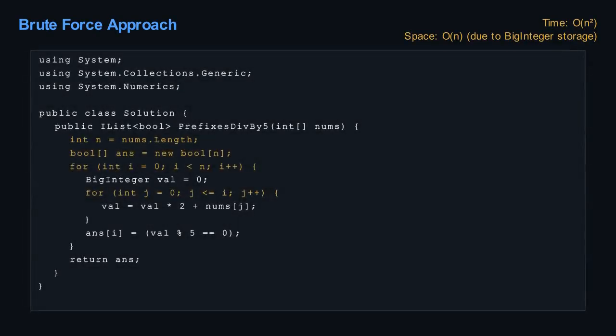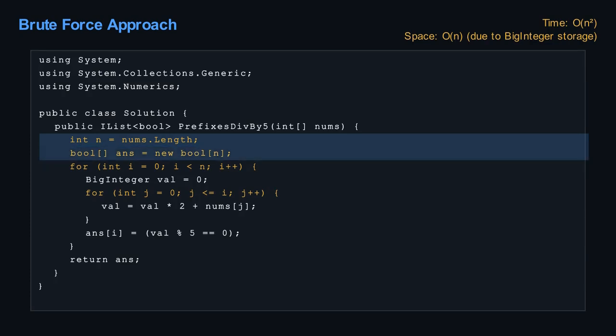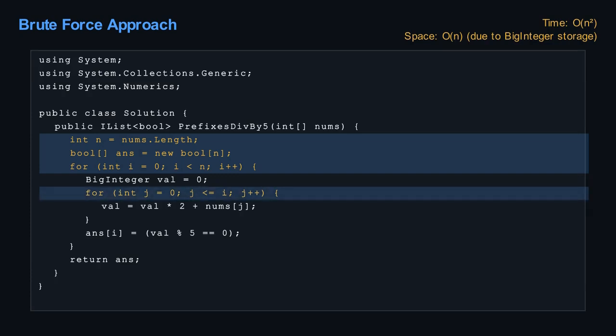A straightforward but inefficient approach is to explicitly construct each binary prefix number. We'd start with the first digit, then the first two, and so on. For each prefix, we convert it to its decimal equivalent, which could require a big integer type to handle large values, and then check its remainder when divided by 5. This involves repeatedly rebuilding the number from scratch for each prefix, leading to a nested loop. This yields a time complexity of O(n²), because of the inner loop's work, and O(n) space due to storing potentially large big integer values.